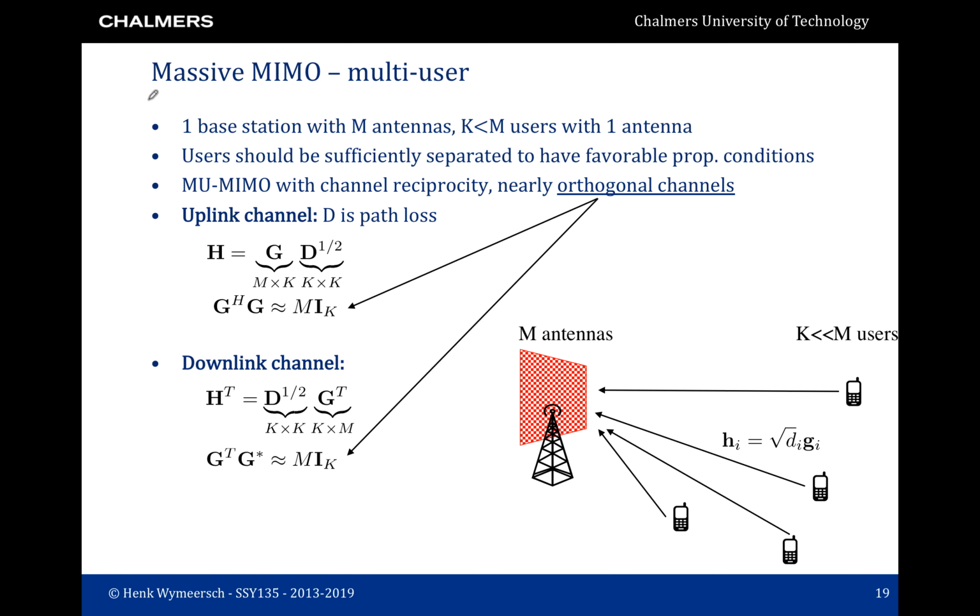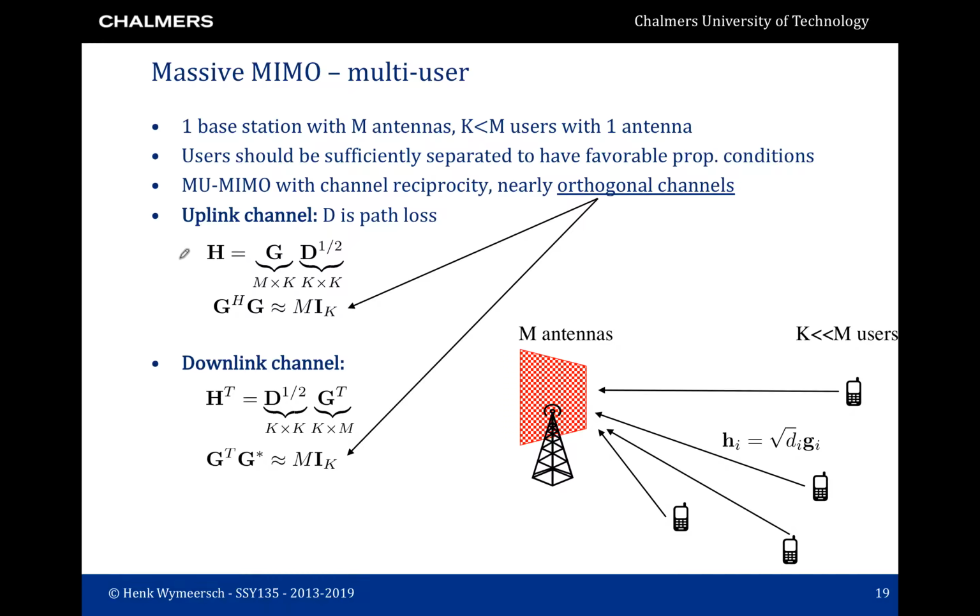Now we go back to our massive MIMO scenario. We will change the notation slightly, so please be aware. We have a single base station with M antennas, where M is a large number, and K users, where K is much smaller than M. Each user has only a single antenna. So this is shown in the figure in the bottom right. In order to have favorable propagation conditions, we want the users to be well separated, so they see independent channels. We will use multi-user MIMO at the base station with channel reciprocity. So this means that we use time division duplexing. When the users are sufficiently far away from each other, we have nearly orthogonal channels.